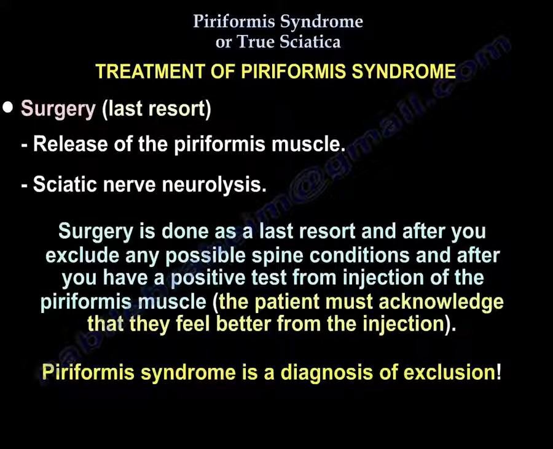You will do release of the piriformis muscle. You will do sciatic nerve neurolysis. You will do that as the last resort, and after excluding a spine condition. And after you have a positive test from injection of the piriformis, meaning the patient has to say, I felt better after the injection. Piriformis syndrome is a diagnosis of exclusion.